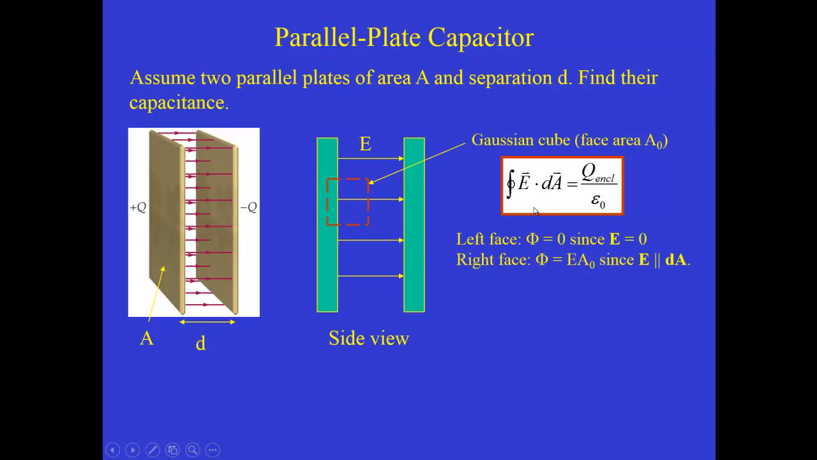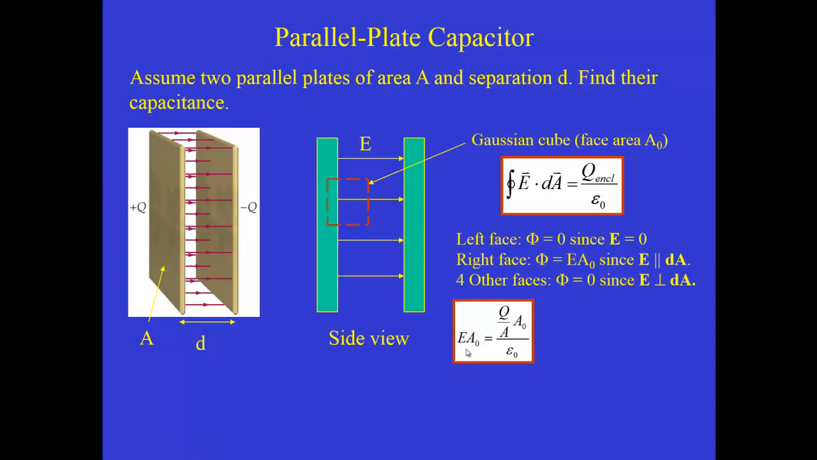So for the right-hand side, we will get a flux of E times A0, because E and dA, as I said, are parallel. The other 4 faces will give contributions equal to 0 because, for example, the top face has dA pointing up, E is perpendicular to that. The bottom face has dA pointing down, and again, E is perpendicular to that. So the other 4 faces don't contribute anything.